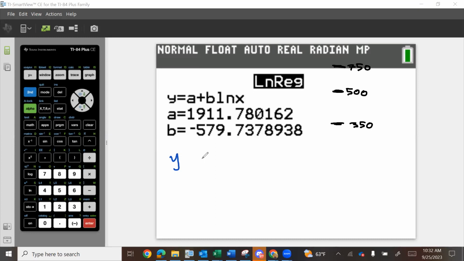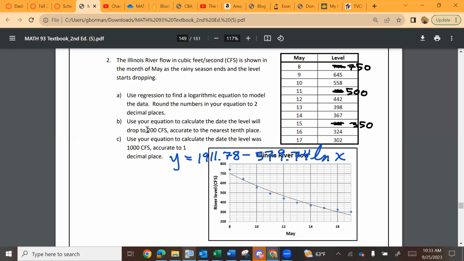So the equation is going to be y equals 1911.78 minus 579.74 multiplied by the natural log of x. Okay. So there's the equation. So yeah, that's not new. We did that in the last section. Part B and C, that's the new stuff.